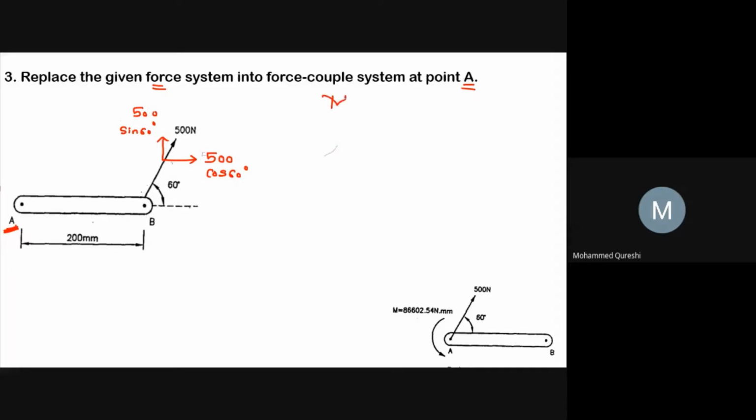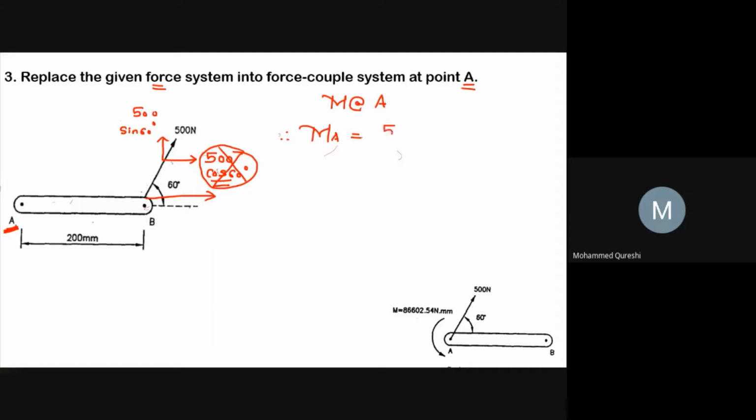So let us take the moment. So taking moment about point A, therefore MA equals to, now remember one thing, this is your A point and this 500 cos 60 is on the same line of action from where we are taking the moment. Hence, this 500 cos 60 will not be considered as the line of action is same.